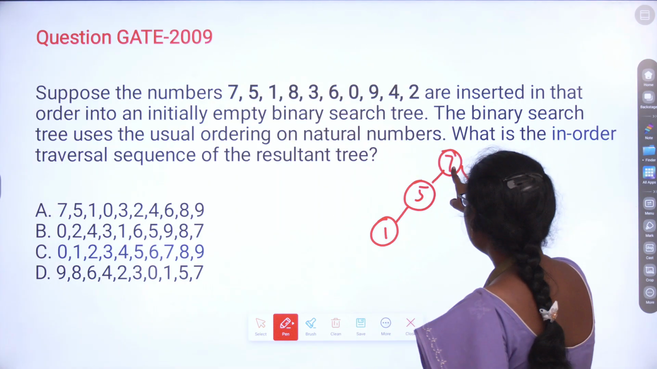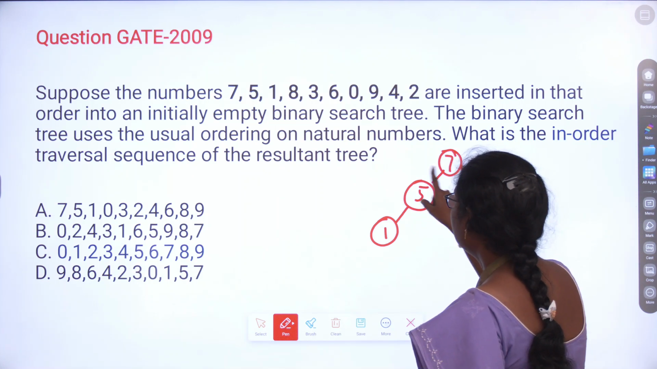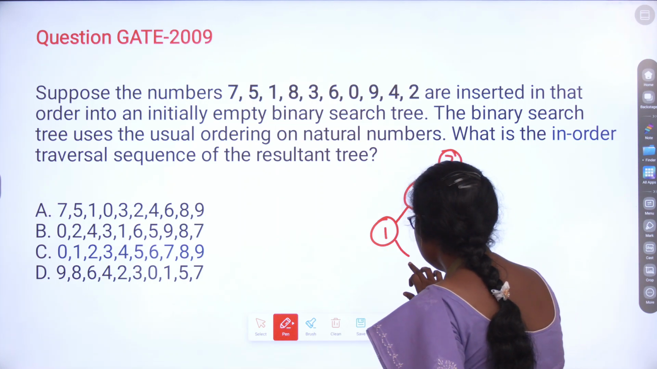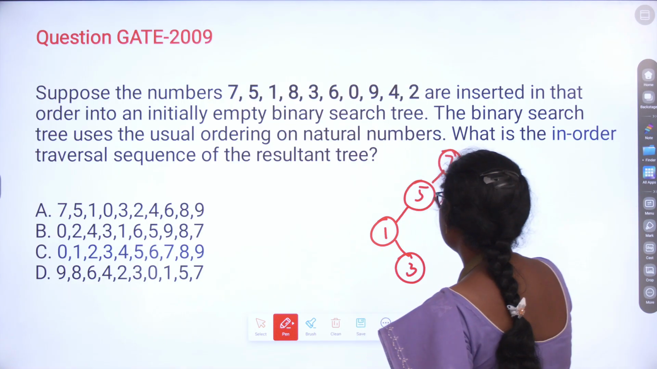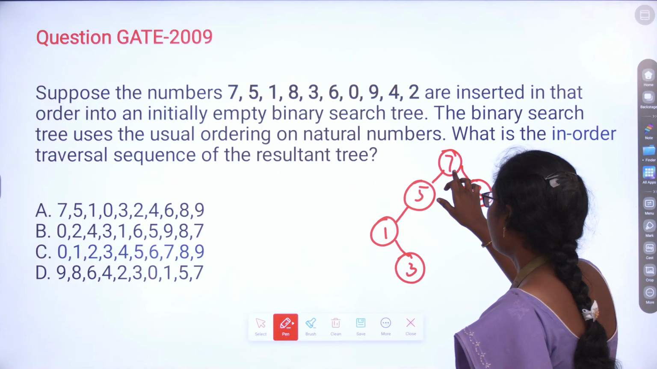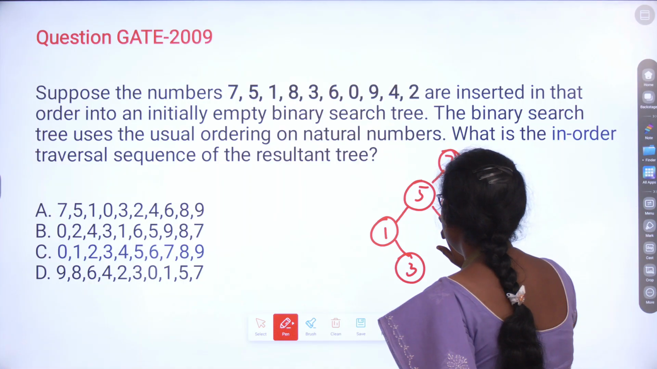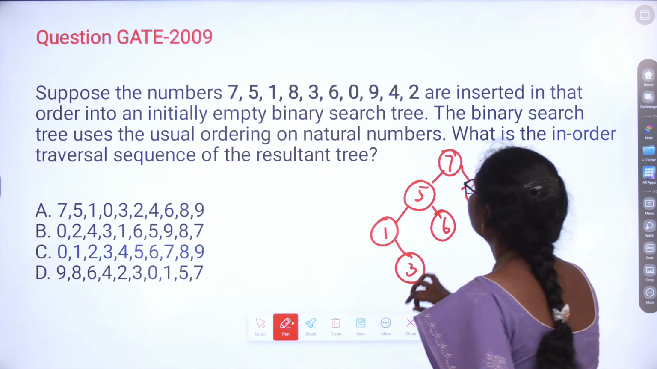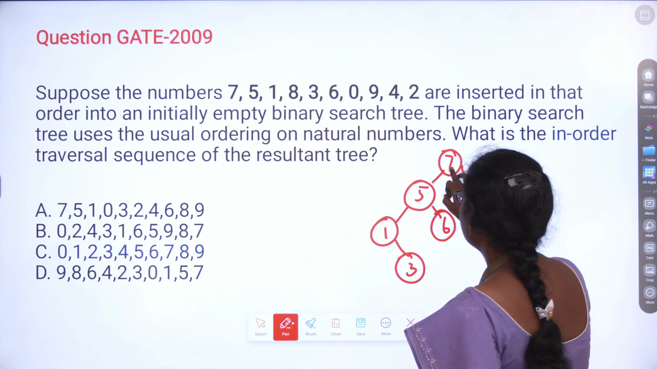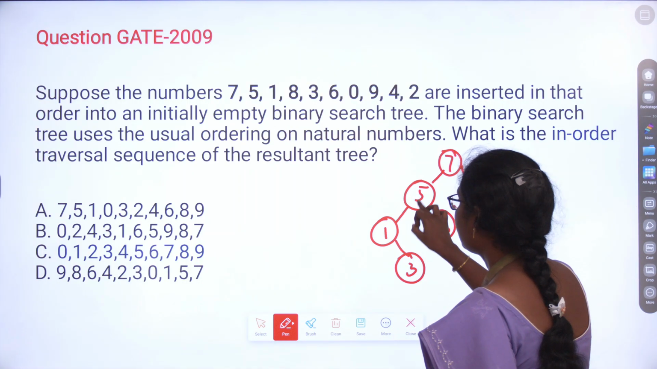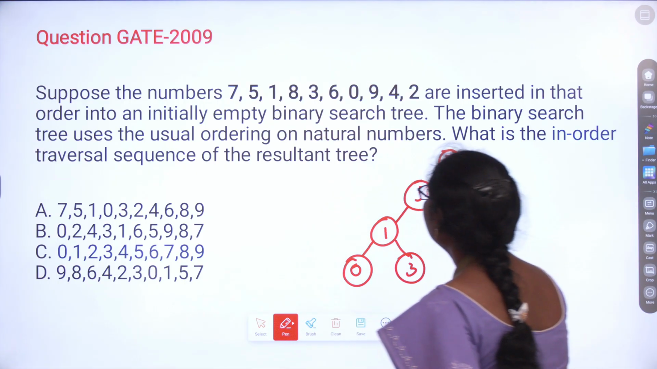Next one is 3. Compare with 7, which is lesser. Compare with 5, which is lesser. Compare with 1, which is greater, so insert at the right side of 1. Next element is 6. Again compare 6 with 7, which is lesser. Then compare with 5, which is greater, insert at the right side. The next element is 0. Compare 0 with 7, it is lesser. Then compare with 5, which is lesser. Then compare with 1, which is lesser, so insert at the left side.